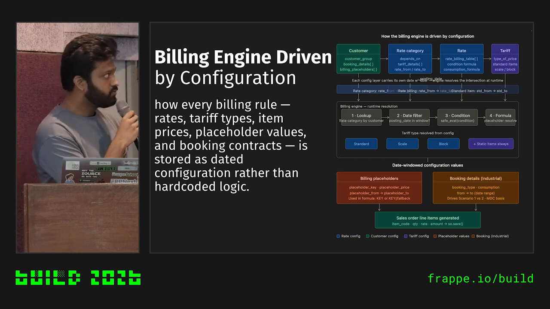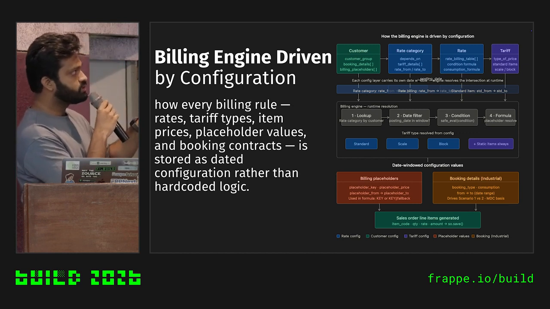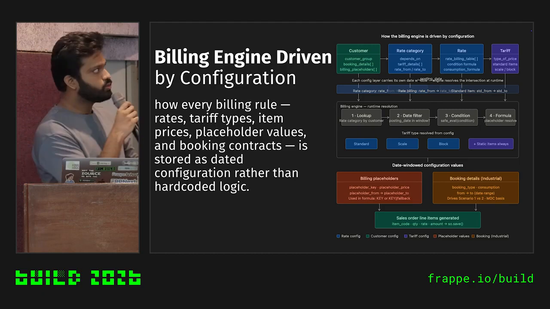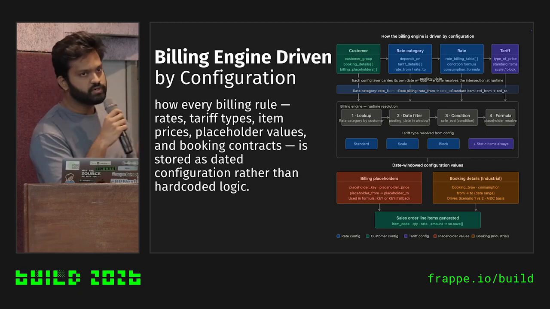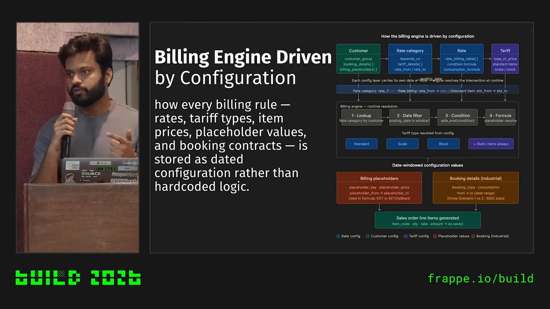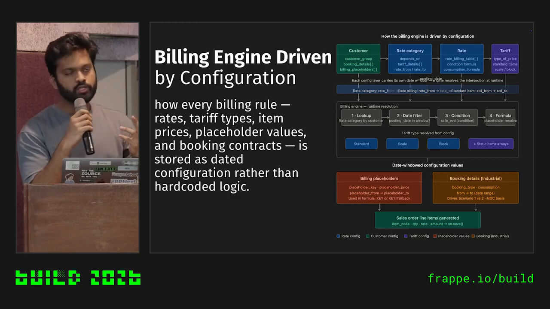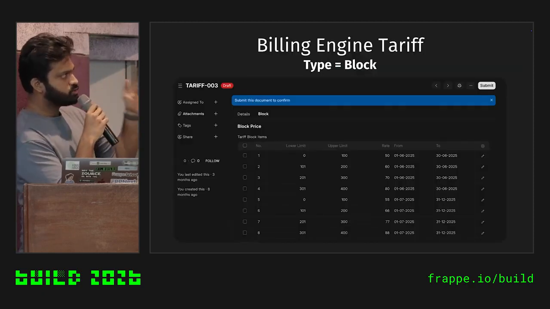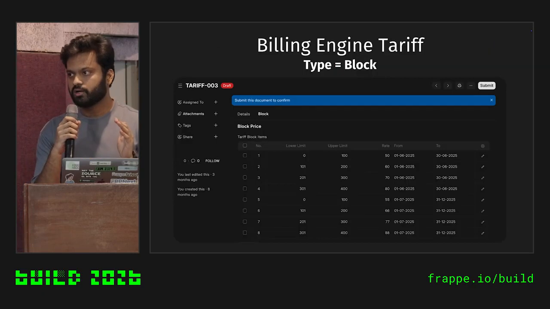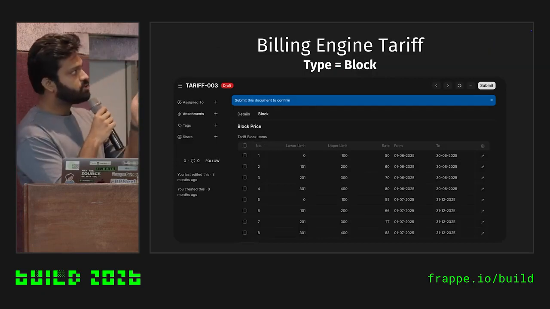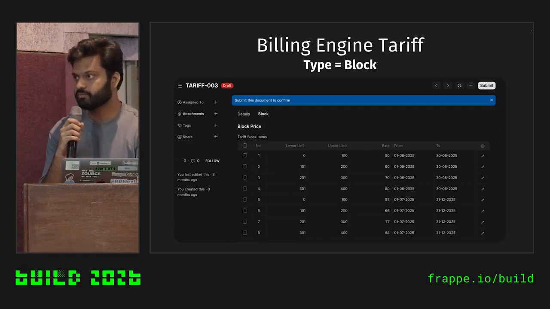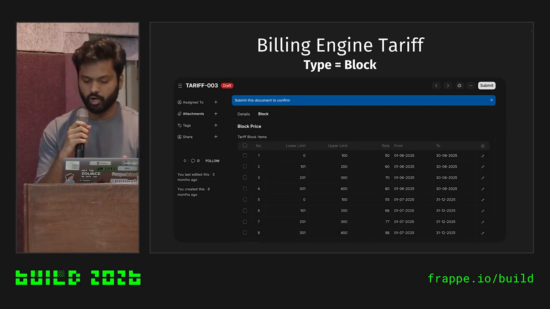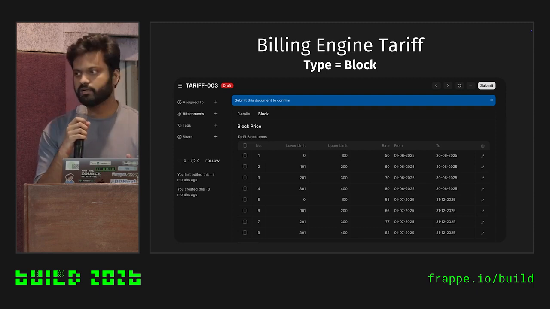We have three major doc types which handle the whole billing engine: rate category, rate, and tariff. First there is a customer lookup, then we do the rate category lookup, and then rate defines what tariff to apply. So the computation goes from customer to tariff, but for configuration, it goes from tariff to customer. In tariff, we have three calculation methods: a block method, a scale method, and a standard method.